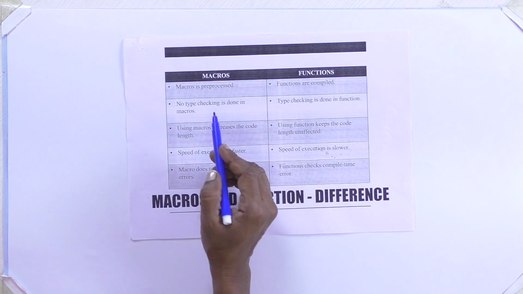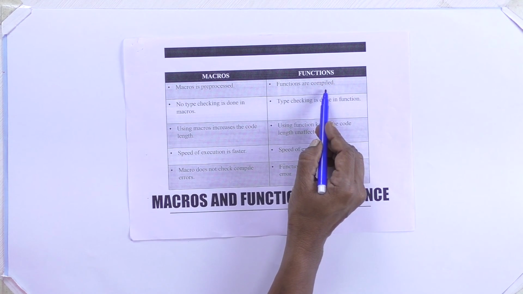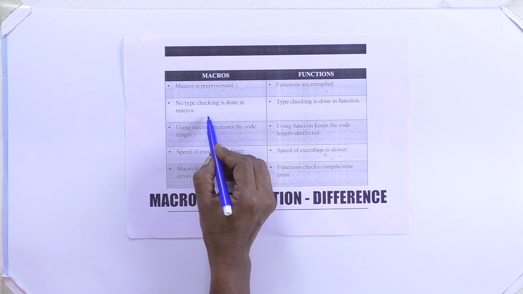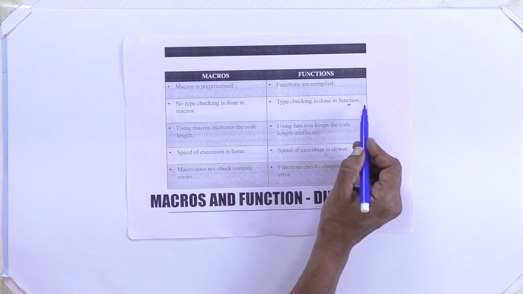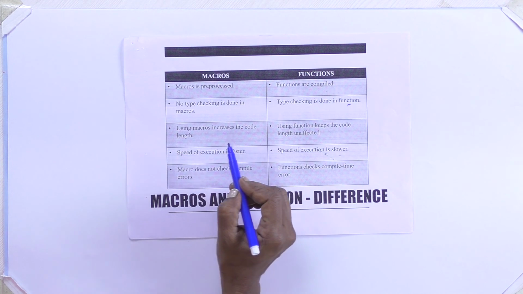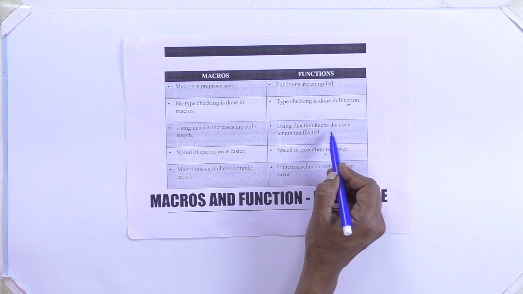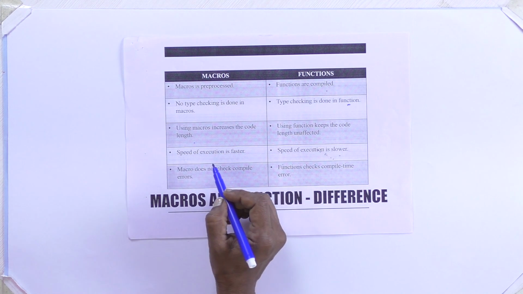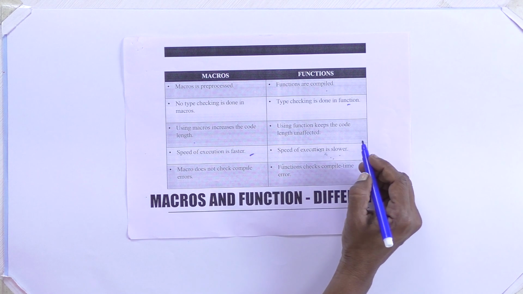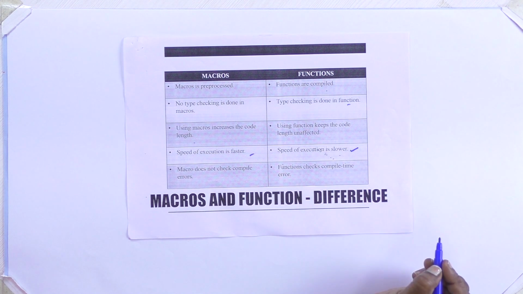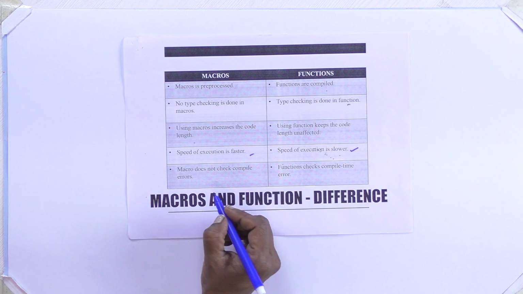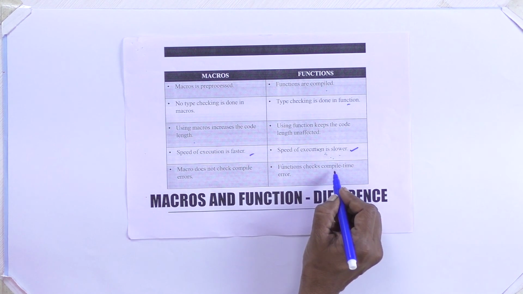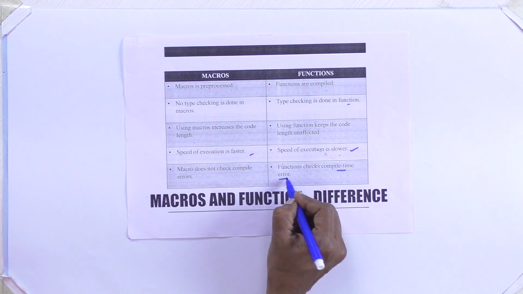So macros are pre-processed, whereas functions are only compiled. Type checking is not done in macros. Type checking is done in functions. Using macros increases the code length. Using functions keeps the code length compact and effective. The speed of execution is faster in macros and slower in functions. Macros do not check compile errors, whereas functions check compile time errors.